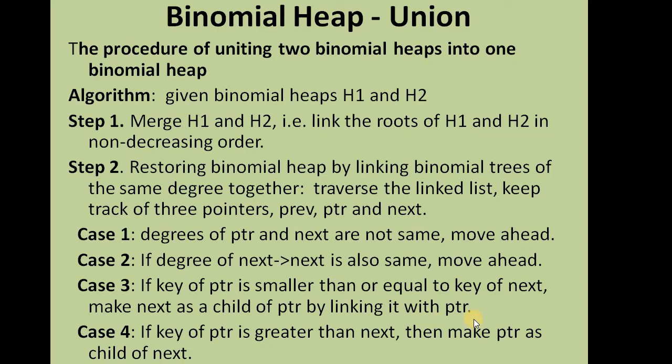If you remember, we had seen the property of binomial heap that in a binomial heap, we cannot have more than one tree with the same degree. In that case, we need to link those trees following the min heap property. Case 4. If the key of PTR is greater than the next one, then make PTR a child of the next, because we need to maintain the min heap property.